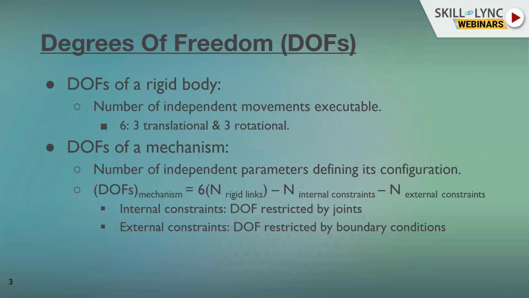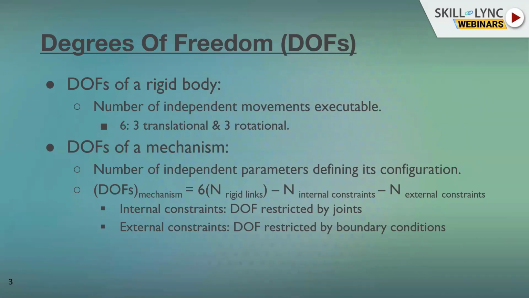When we talk about degrees of freedom of a mechanism, as we saw in the previous slide, it is an assembly of different rigid bodies interconnected by joints. So the degree of freedom of a mechanism is the number of independent parameters which could define its configuration. Like in the case of an open mechanism, whatever movements you can execute independently using your upper body limbs are its degrees of freedom. Whereas in the case of a three-bar mechanism or a slider crank mechanism, it is one.